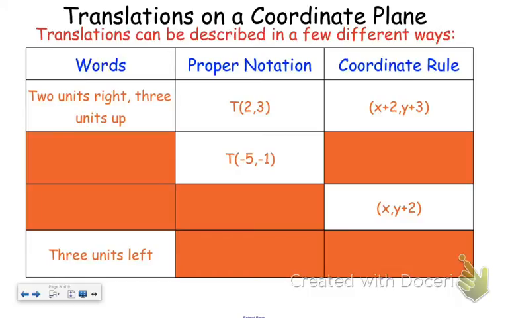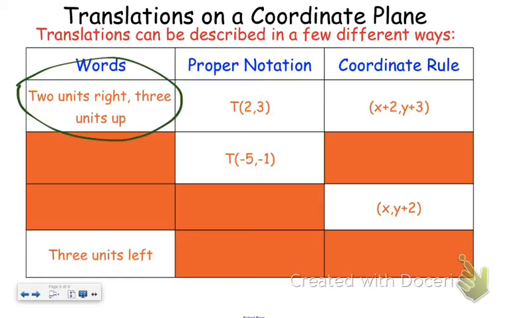Let's discuss the different notations that we can have for a translation. So in word form, in the top row, if we are moving 2 units to the right and 3 units up, we would use a capital T to represent a translation, and in our x value, we would show a positive change of 2 since we are moving to the right, and in our y value, we would show a positive change of 3 units up.